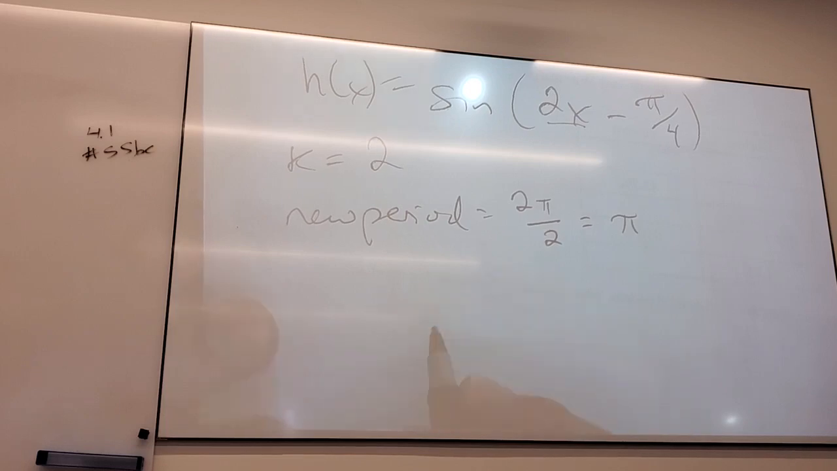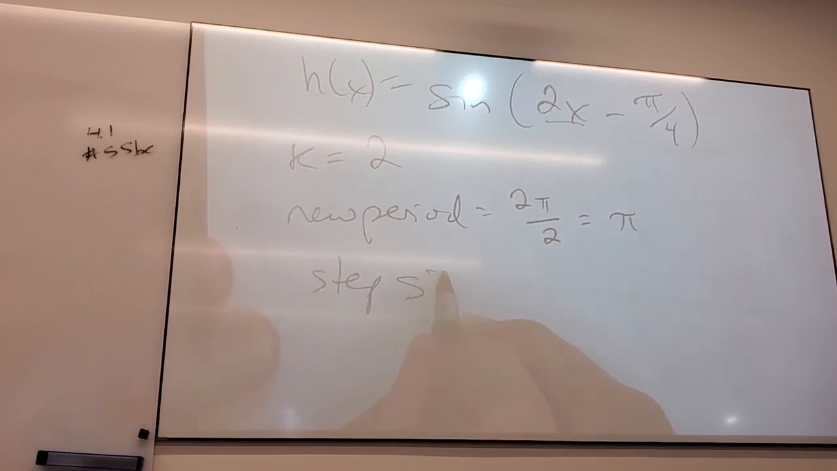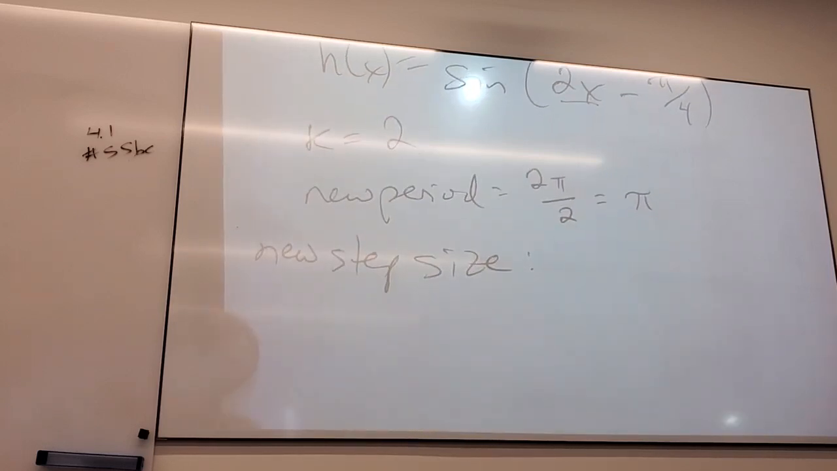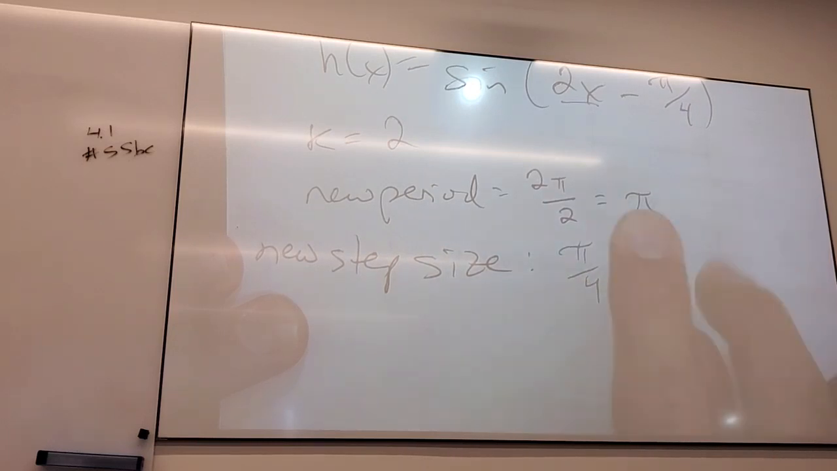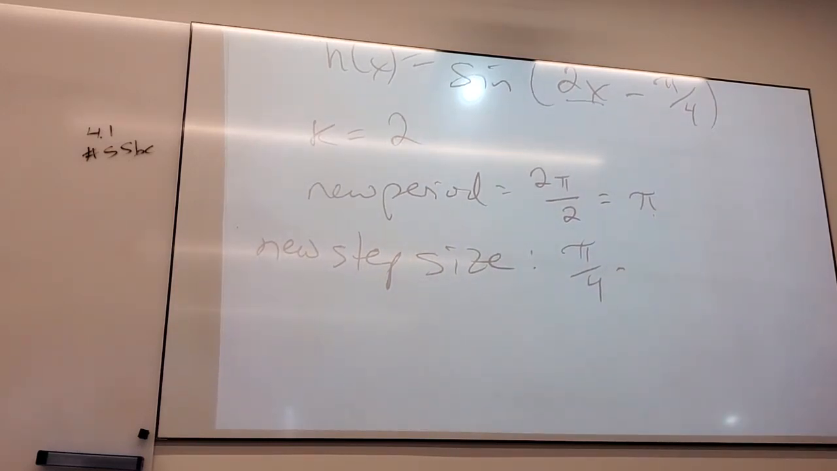Okay, now, how big is each step going to be? What's the new step size? Pi over 4. Yeah, you always take the period, whatever it is currently, and cut it into 4 parts. Well, what's that? All right, let me stop for a minute.